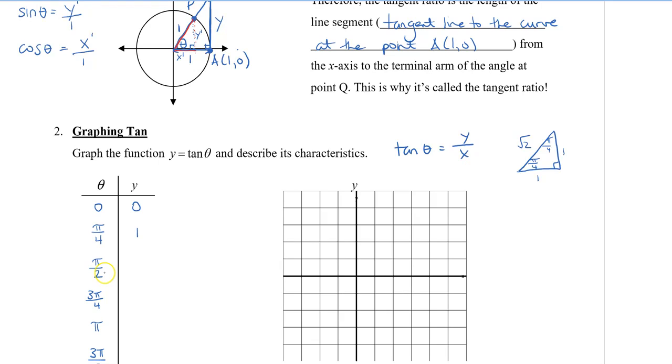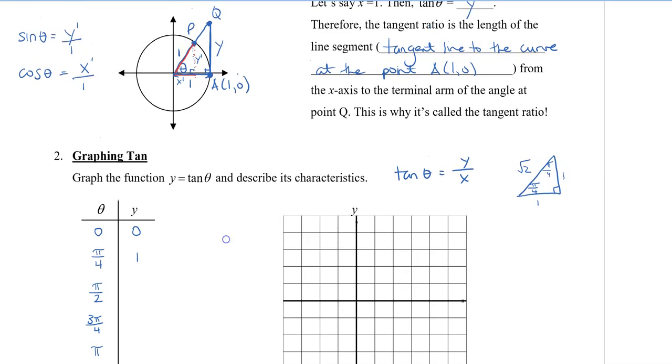Okay, next I'm going to go to tan pi over 2. So pi over 2 is, if I look at my circle, the angle up here. So this means that my y value will be 1, but my x value is 0. So therefore at pi over 2, the value is undefined. At 3 pi over 4, it is in my second quadrant. And when I draw my right triangle, pi over 4 is the reference angle. So I still have 1, 1, and root 2. But going to the left, this gives me negative 1.